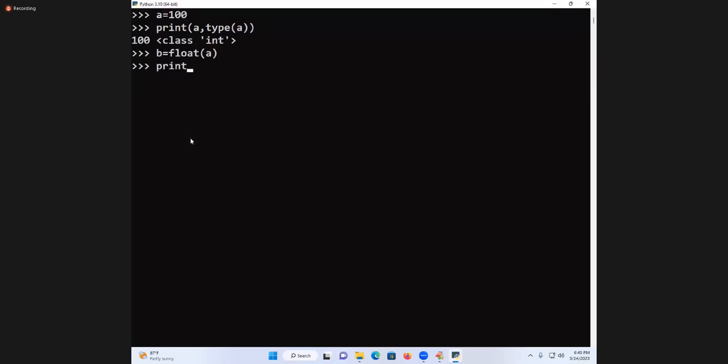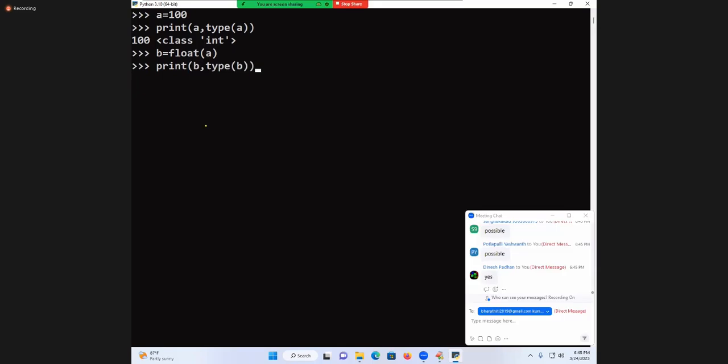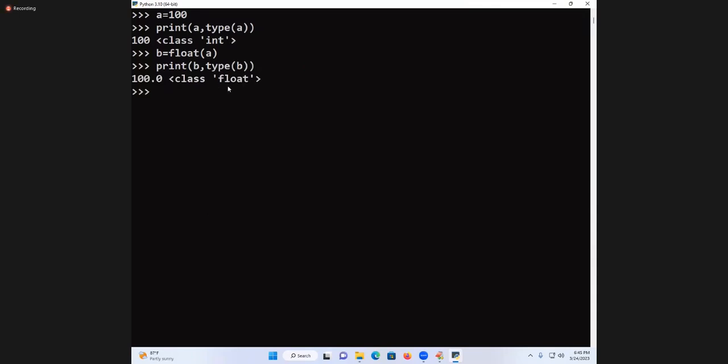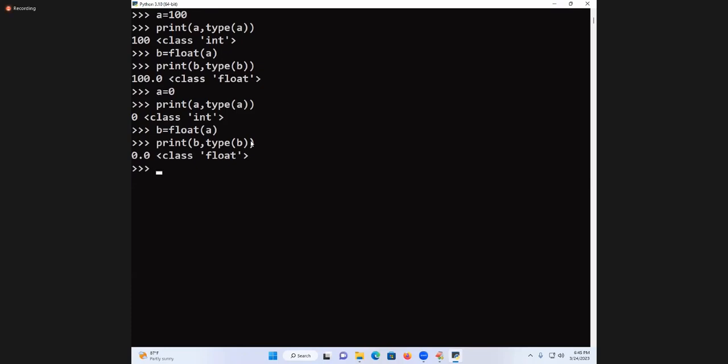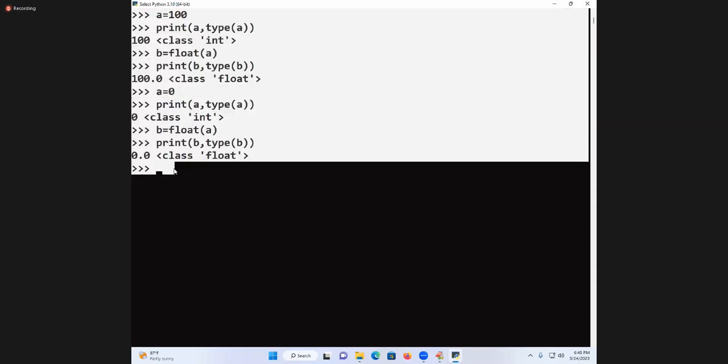Now you got clarity. print(type(b))? What is the answer printed? 100.0. Very good, 100.0. Which type? Okay. For your clarity, a = 0. Which type? Int type. Float. What is printed? 0.0. Understand? 0 is which type? Int type. 0.0 is which type?